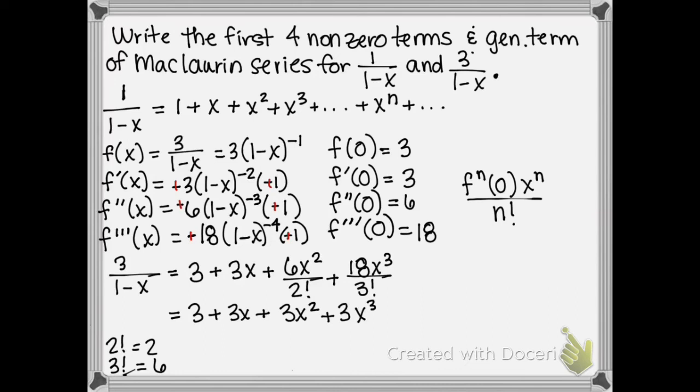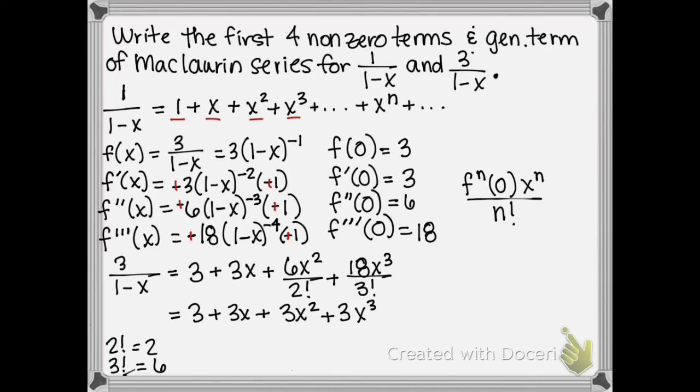So each term, compare it up here to our Maclaurin series for 1 over 1 minus x. Each of these terms was multiplied by 3 to get the terms in the new series.